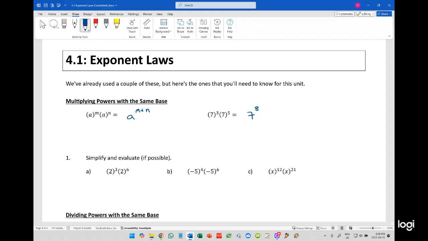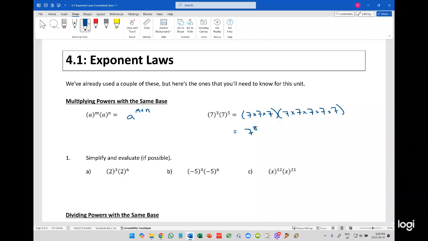Now, just as a little aside, if I want to show you how to do that by first principles, if you should ever forget how to do this, the first thing, 7 cubed, is 7 times 7 times 7. And then the second thing is 7 to the 5th, which is 7 times 7 times 7 times 7 times 7. If I remove those brackets, because they're really not needed, really what it says is I'm multiplying 7 together by itself 8 times, which is 7 to the exponent 8.